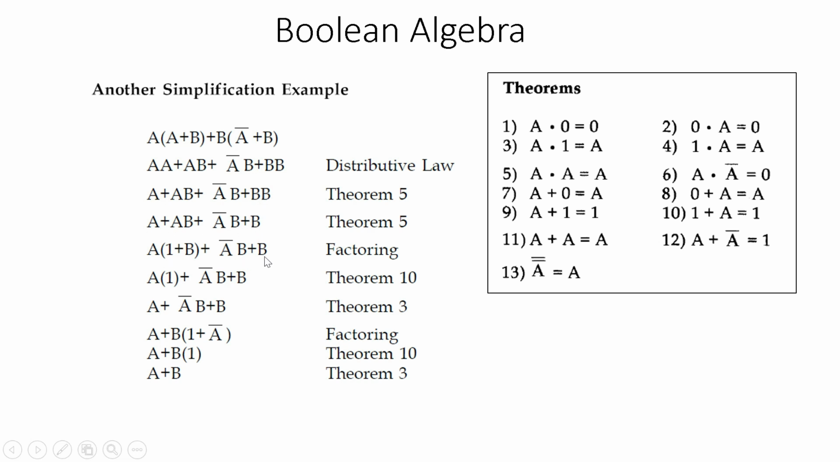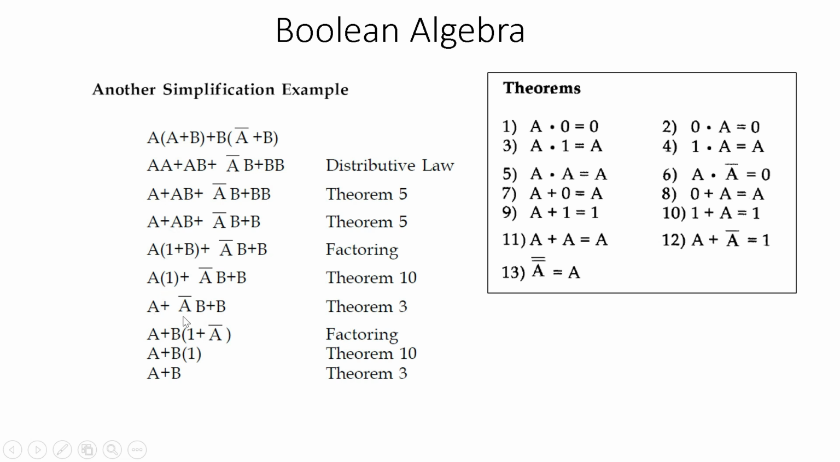Now factoring, we are going to extract A here. So we have 1 plus B plus this one. We did not do anything about it. Then applying theorem number 10, because we know that 1 plus A is just 1, you will have this expression. 1 plus B is just 1. Then here, we also have theorem number 3 for A dot 1, which is A. So after factoring, you get just A.